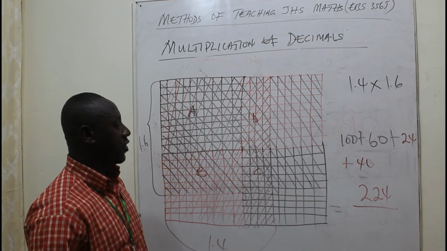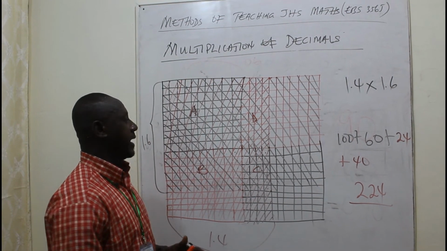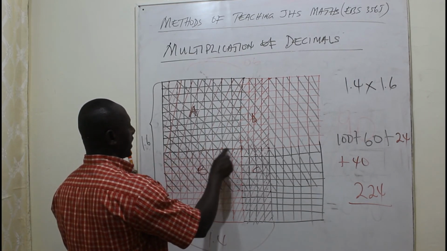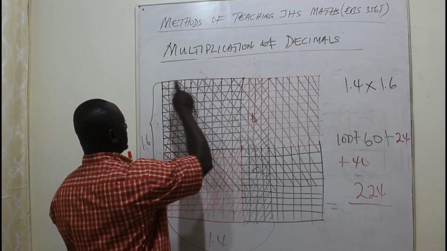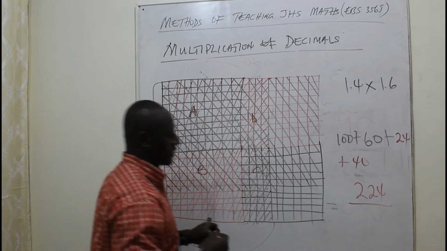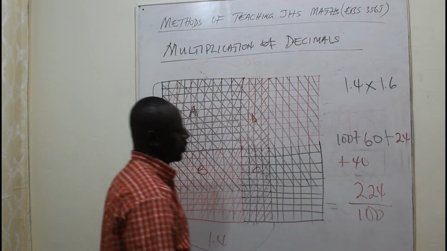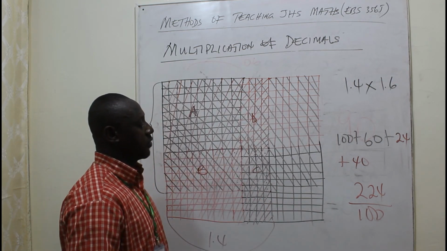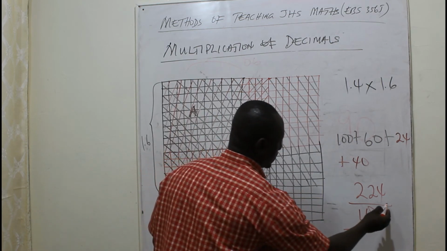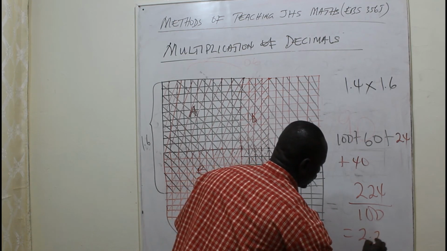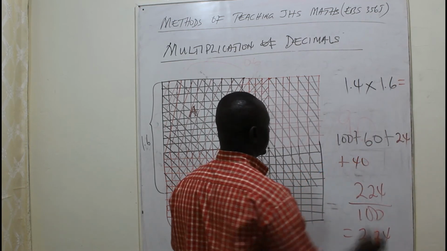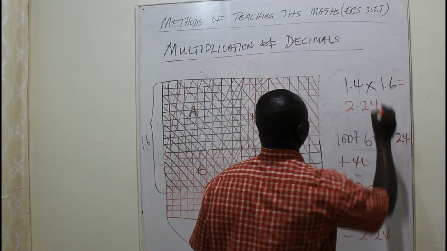Remember, the double shaded portion always gives you the numerator. And so what are we going to do now? We are after the denominator, and the denominator talks about how many of the smaller boxes give you a whole. And that one is 100. So we are having 224 divided by 100. And so if I'm going to convert this one into decimals, then it's going to be 2.24, which means that 1.4 times 1.6 is equal to 2.24.